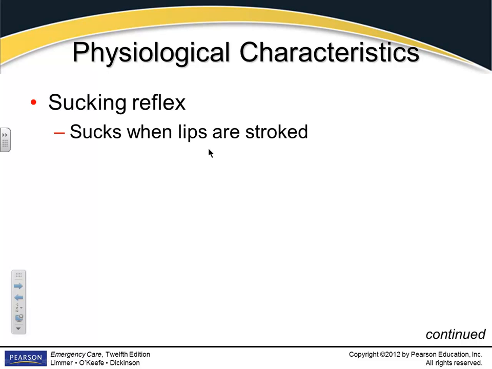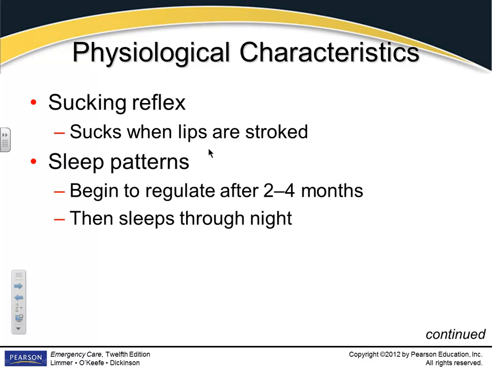So, a sucking reflex, sucks when the lips are stroked. Sleep patterns, and still having a 23-month-old, I kind of laugh at these. Begins to regulate after 2 to 4 months, then sleeps through the night.